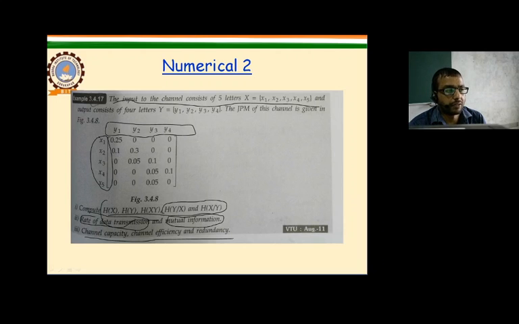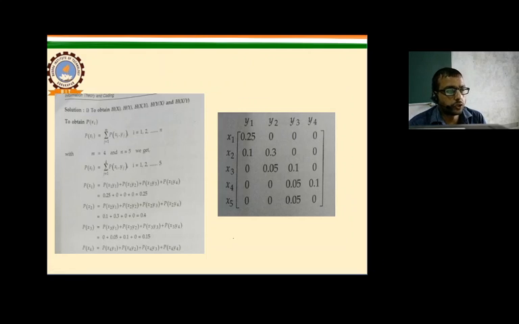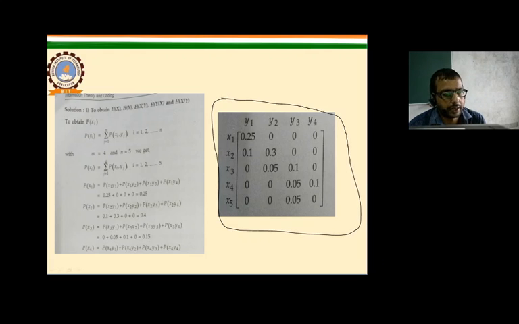I am going to explain line by line how to get all the parameters, just like the entropies, and the new parameters like the rate of data transmission, channel capacity, channel efficiency and redundancy. Now first of all, here we see the matrix, that is the JPM, joint probability matrix, already discussed in the previous lecture.